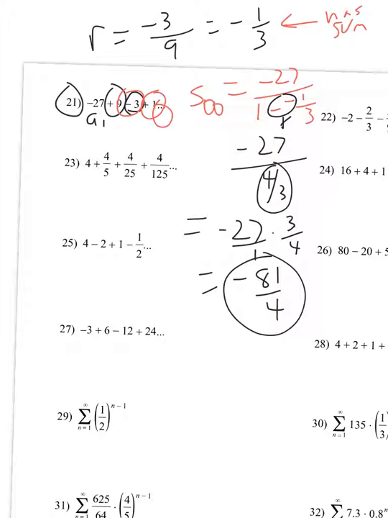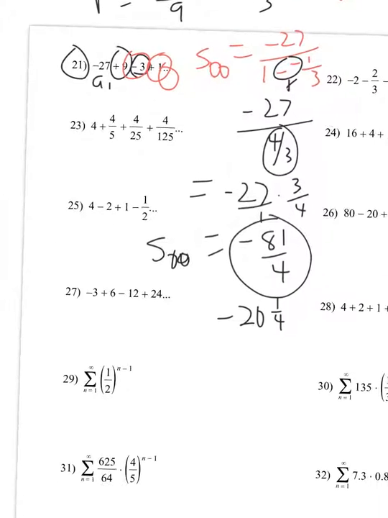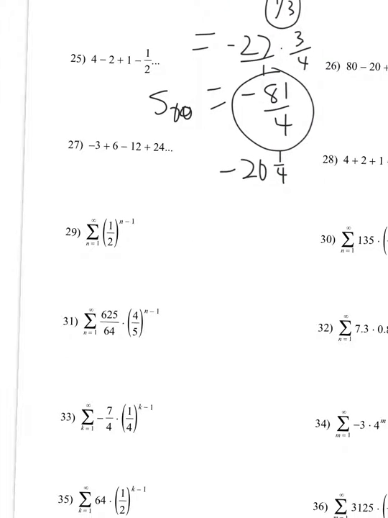Can be left as an improper fraction. That one does not reduce. If you write it as a mixed number, it'd be negative 20 and 1/4. That's the sum of my infinite geometric series. Let's go down here to number 29.